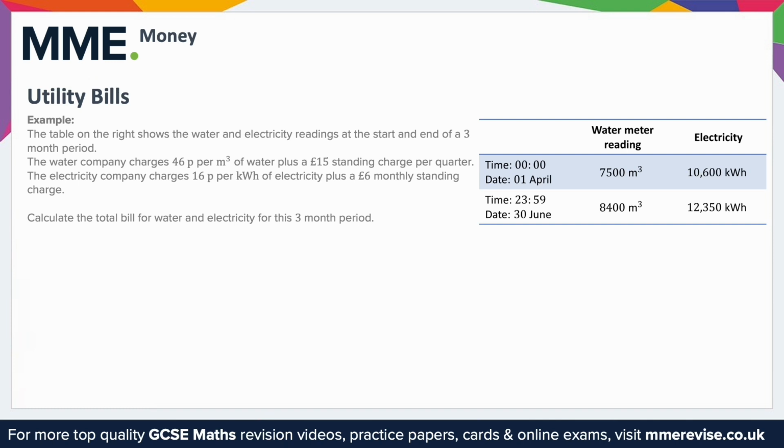For example, the table on the right shows the water and electricity readings at the start and at the end of a 3-month period. The water company charges 46p per metre cubed of water plus a £15 standing charge per quarter. The electricity company charges 16p per kilowatt hour of electricity plus a £6 monthly standing charge. Calculate the total bill for water and electricity for this 3-month period.